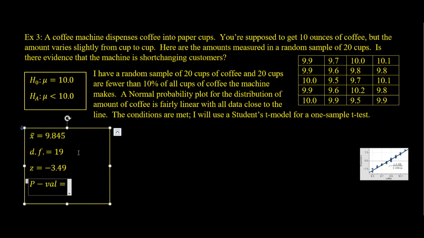And our p-value was 0.001225. This is much more accurate than we'll get from using a table. In a table, we'd have to go with about 0.0025. So my p-value of 0.001225 is very small.